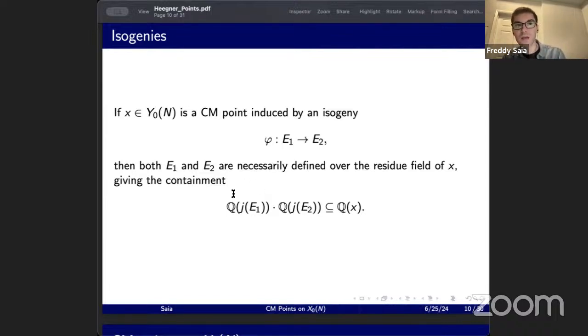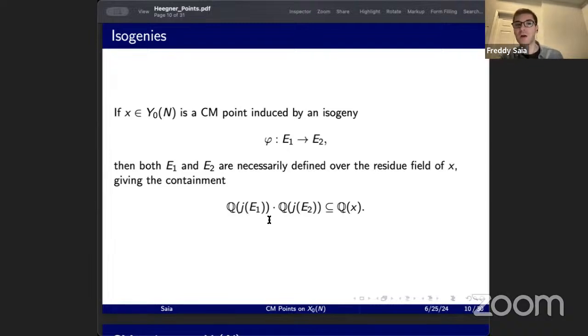By that, I'm just saying the minimal field of definition of E1 is this field, and the minimal field of definition of E2 is this field. And so if you want your isogeny to be defined, i.e. if you look at the residue field of the corresponding point x to this isogeny on Y_0(N), then both E1 and E2 must be rationally defined over this residue field. So you get that both Q adjoin j(E1) and Q adjoin j(E2) are contained in the residue field of this point. In particular, their compositum therefore is.